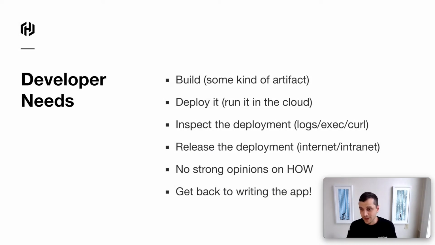So there's pain on both sides. Let's examine what each side actually needs, to think about how we can structure a solution. What does an app developer need? Developers need to build some kind of artifact: a Docker container, a VM image, what have you. They need to deploy it somewhere into some cloud. They need to get it running somewhere on real infrastructure. After that, they're probably going to want to inspect it.